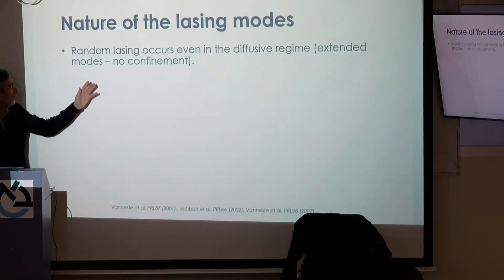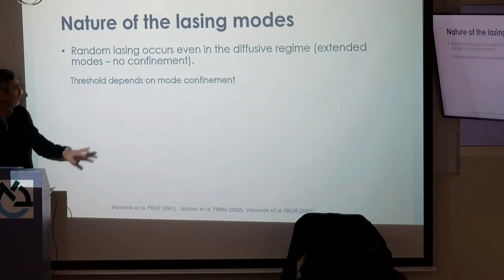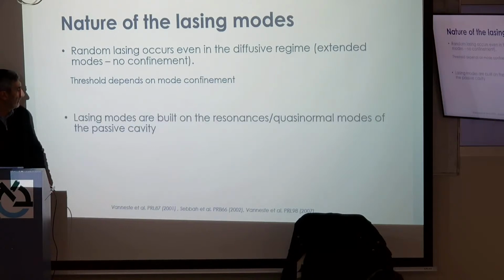So we observe that random lasing can happen in the localized regime, but can also occur in the diffusive regime without confinement, spatial confinement of the mode. The threshold strongly depends on the mode confinement, obviously, and lasing modes are built on the resonances, what are called the quasi-normal modes of the passive system. I don't go too much into details here.